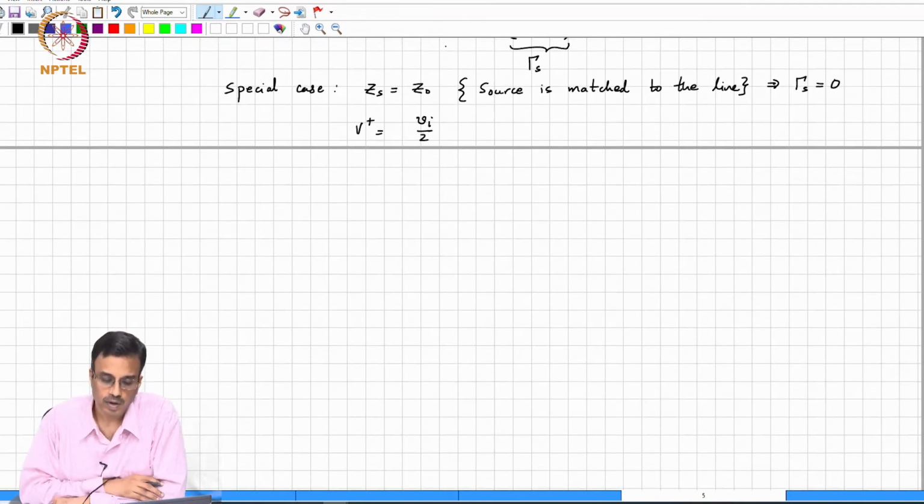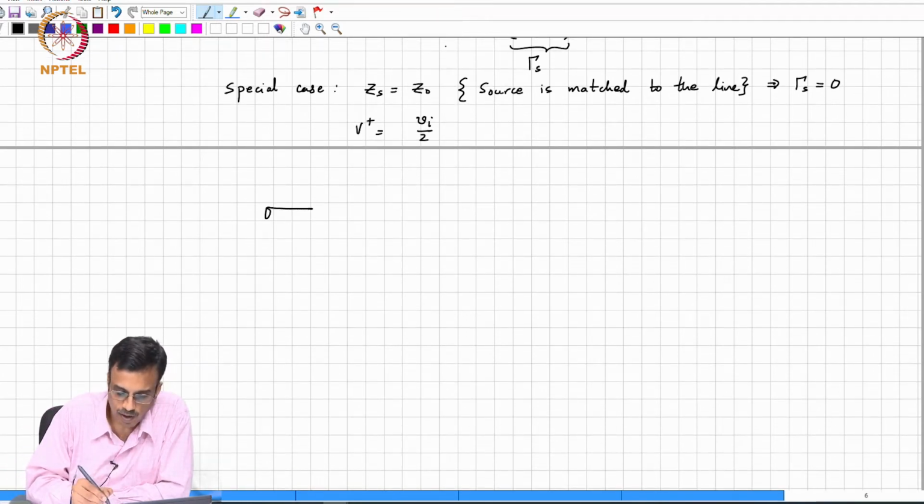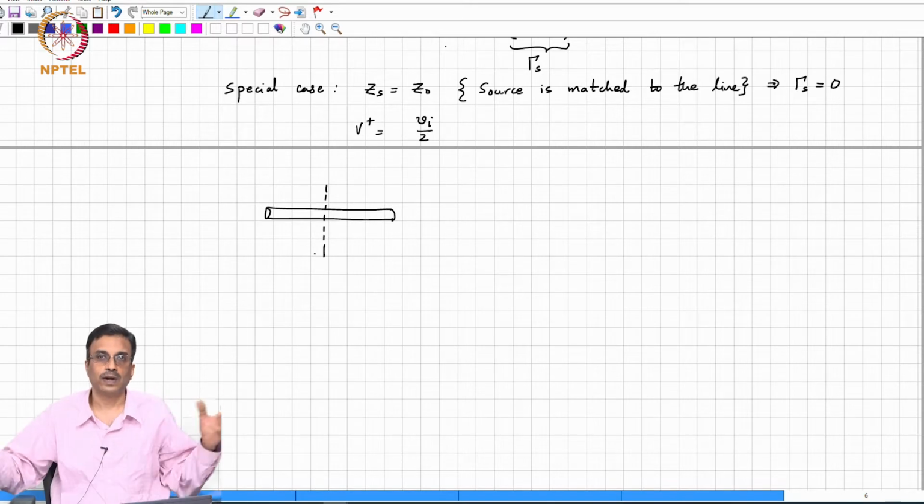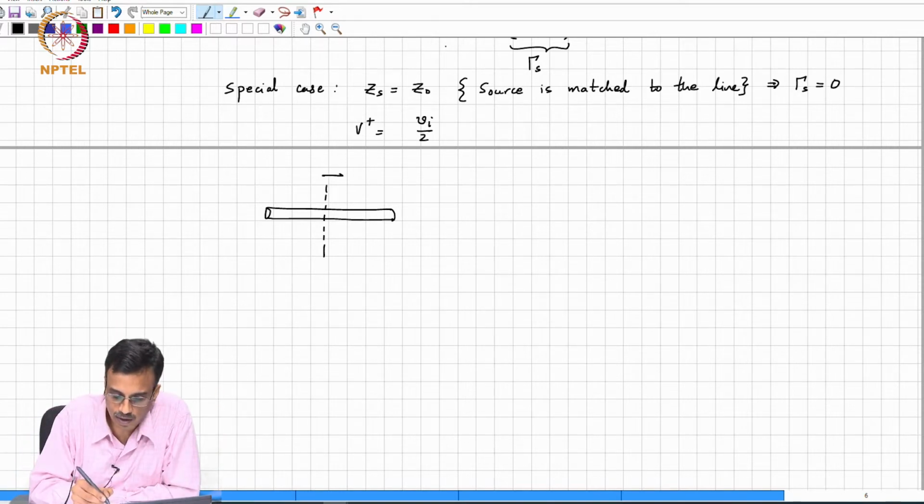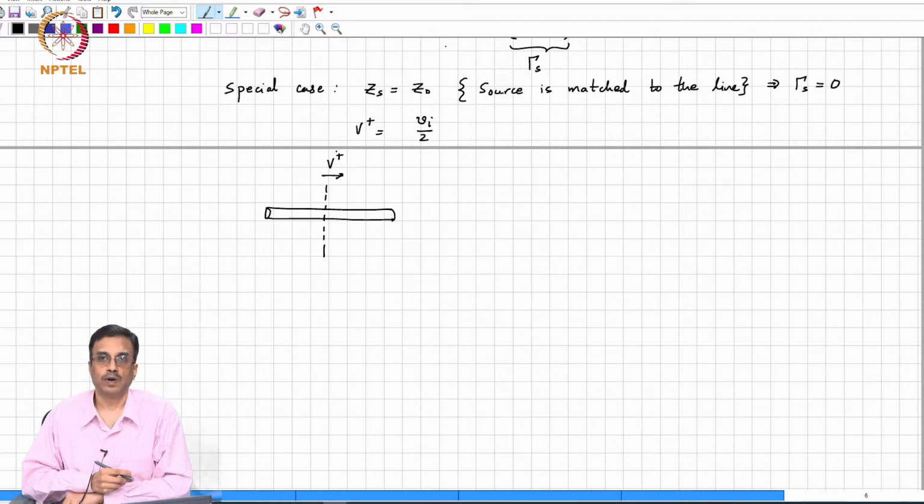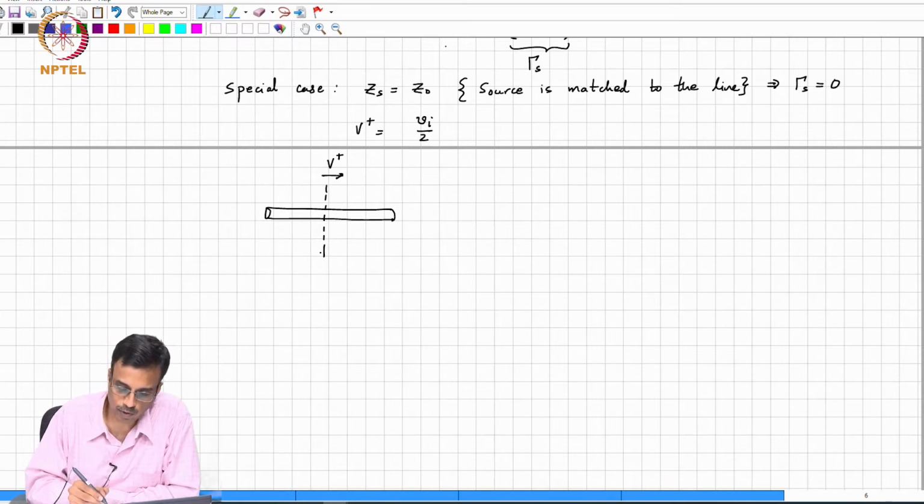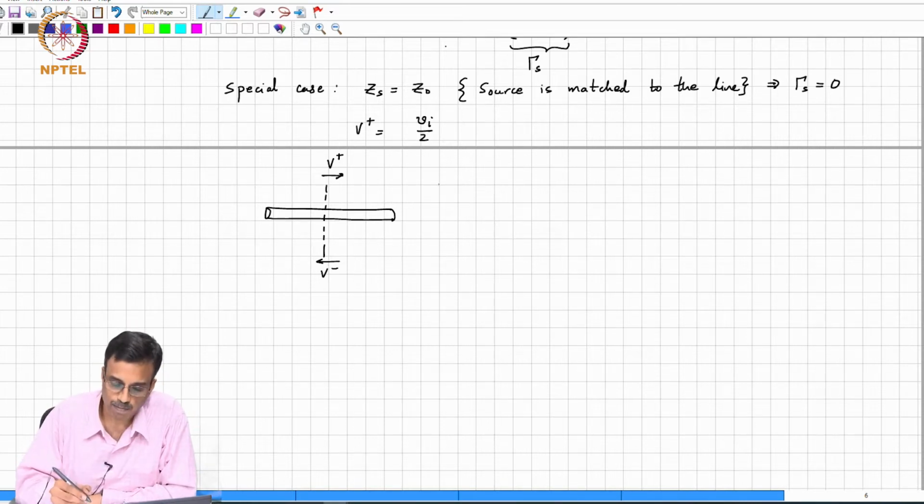The next thing I'd like to talk about is power along a transmission line, along an ideal transmission line. So let's say you have an ideal transmission line. We don't know where it comes from, where it goes, but at that black dotted line I've drawn, the forward going wave is V plus and the backward going wave is V minus. So the voltage is V plus plus V minus. The current is V plus by Z naught minus V minus by Z naught.